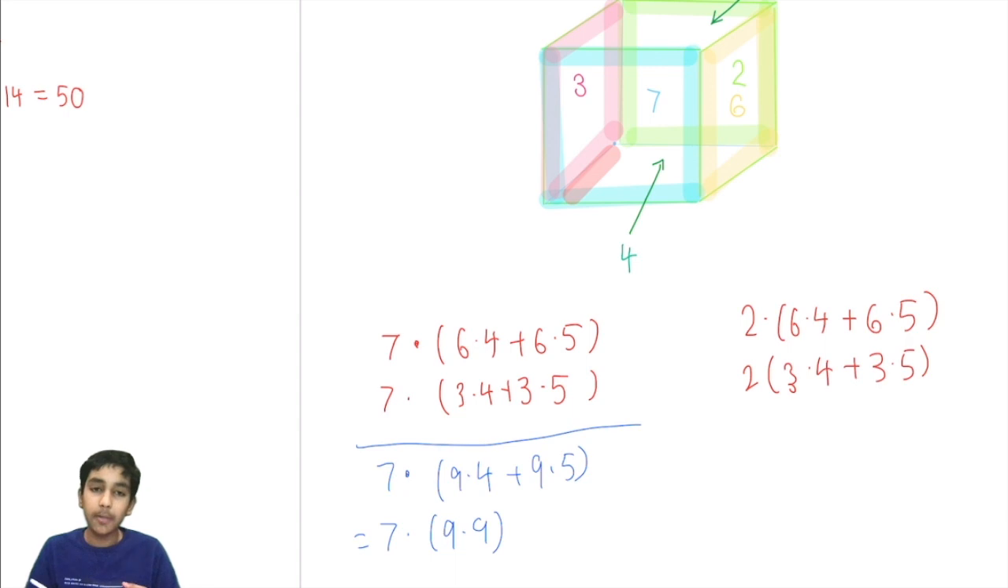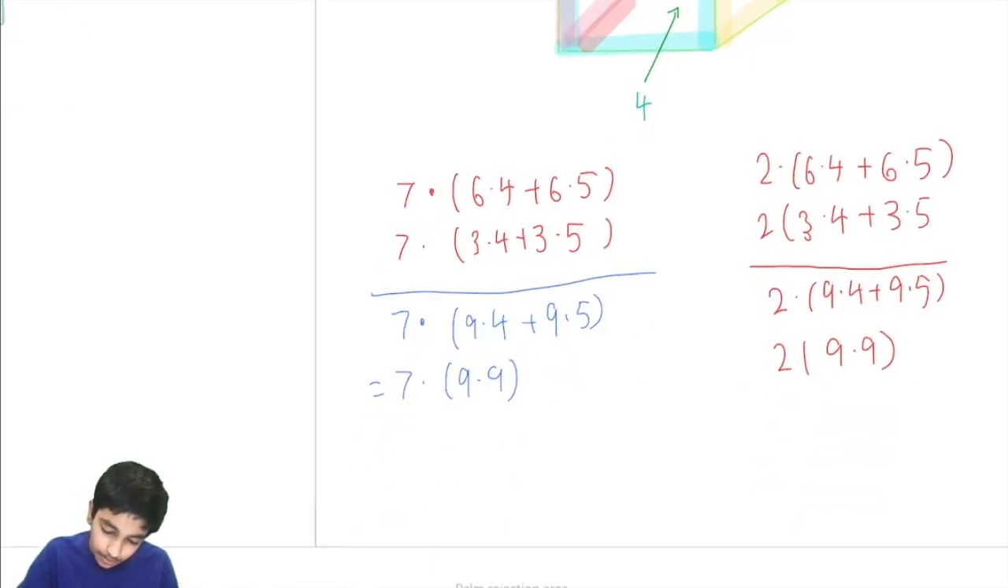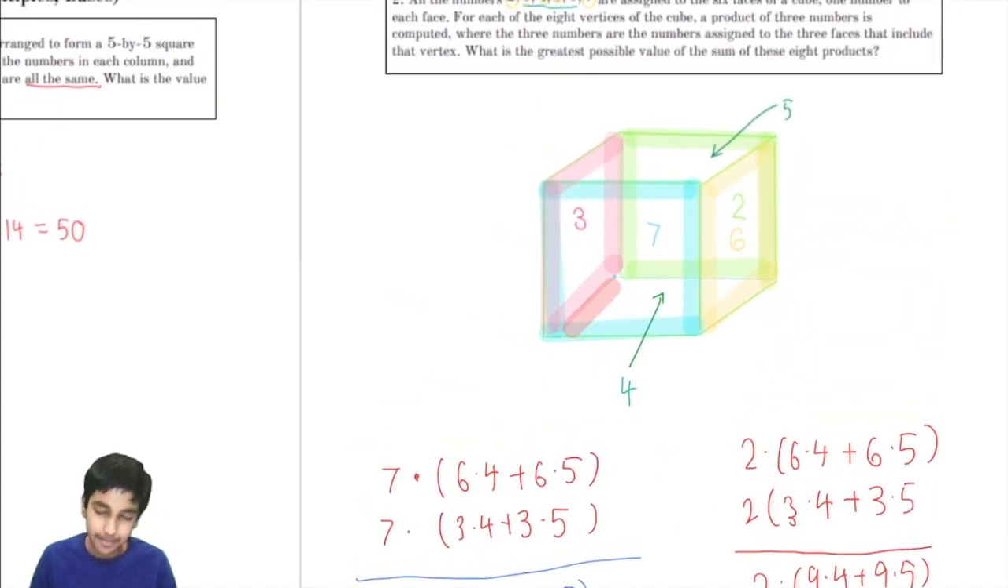Because we're essentially multiplying the same thing that we multiplied to 7, except we have 2 instead of a 7. And then just like earlier, we add this up to get 2 times 9 times 4, plus 9 times 5, which is just 2 times 9 times 9. So now overall our sum is just going to be 7 times 9 times 9 plus 2 times 9 times 9, which is just 9 times 9 times 9, or 729. And that's the answer for this problem.